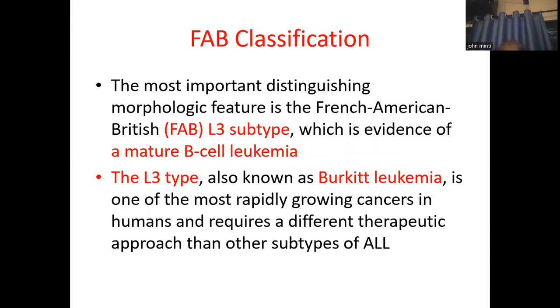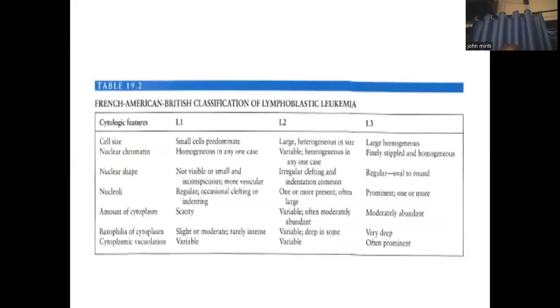So the most important distinguishing morphological feature is the French-American-British classification, which is a recognized classification of acute lymphoid leukemia. It is called the French-American-British L3 subtype, which is evidence of mature B cell leukemia. The L3 type, also known as Burkitt leukemia, is one of the most rapidly growing cancers in humans and requires a different therapeutic approach than any other subtype of acute lymphoid leukemia.